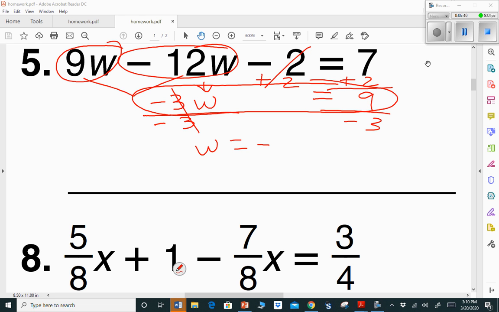W equals negative 3. You are allowed to use your calculator. If you can't do 9 divided by negative 3, feel free to use your calculator. But I hope you know 9 divided by 3 is 3. And when the signs are different with division, the answer is going to be negative.